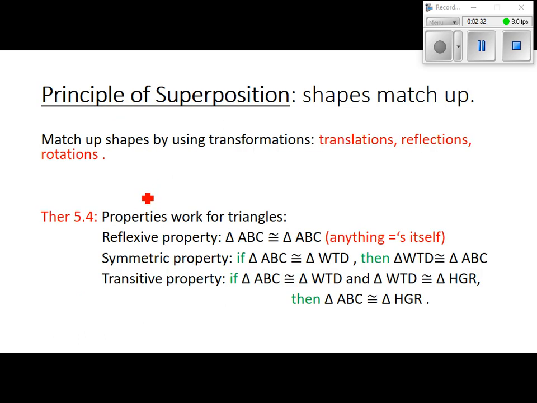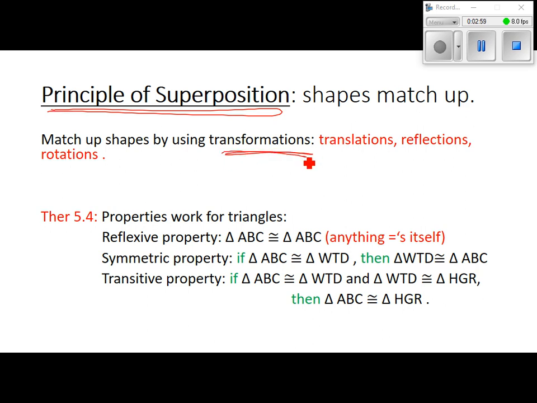Fill in what you need to fill in on this. This is some big words here. We're not going to do a whole lot with it. All that principle of superposition means is that you take the two shapes and you match them up to each other so that they line up perfectly. And we do that by doing our transformations that we talked about.